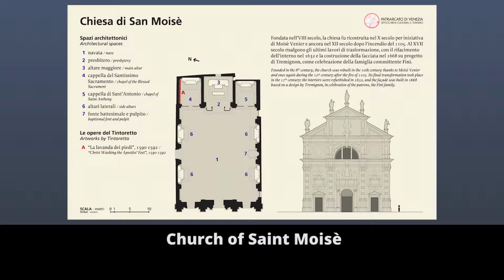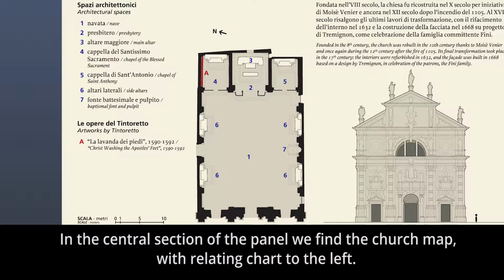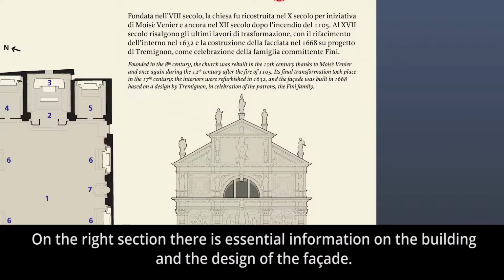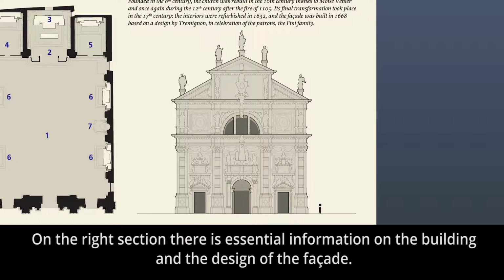Church of Saint Moisè. In the central section of the panel, we find the church map, with relating charts to the left. On the right section, there is essential information on the building and the design of the facade.